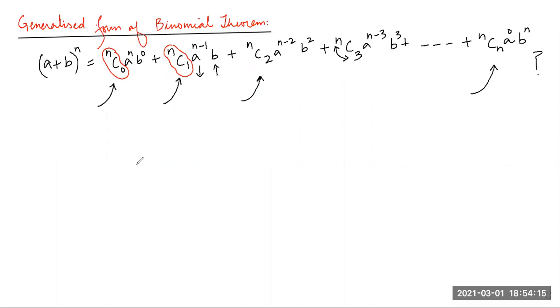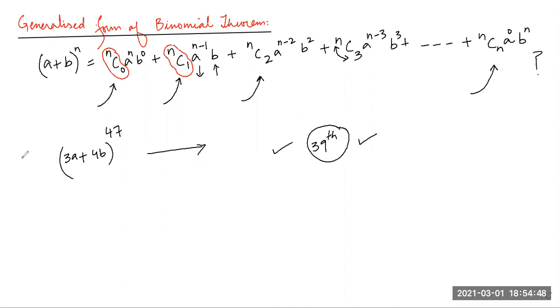So we could always understand and find out any term, understanding the general term. This is really, really important, because before that, suppose we have (3a plus 4b) raised to power 47, and somebody comes up and asks what will be the coefficient of the 39th term. If you don't have the knowledge of binomial, it would be really difficult. But now it's going to be easy.